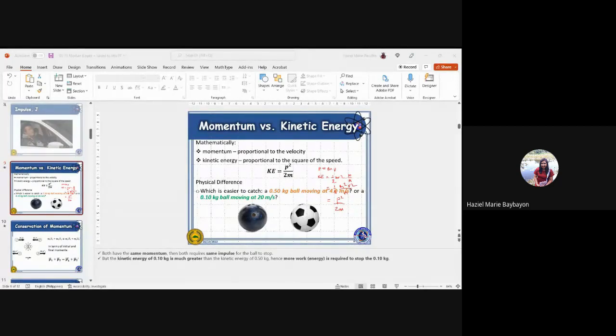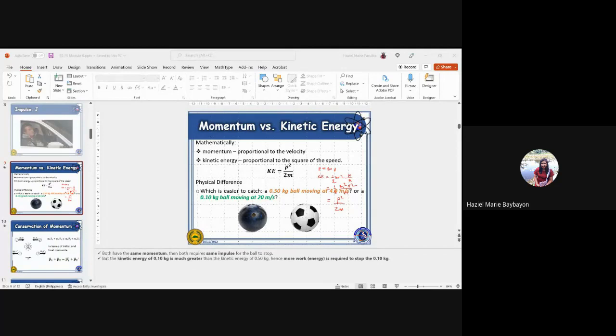Okay, so let us solve their momentum. 0.5 times 4, pila man siya, class? 2 kilogram meters per second. So this one also, 2 kilogram meters per second. So they have the same momentum. Okay, so the momentum is not an issue. Kaya pareha man sila, but let us calculate their kinetic energy.